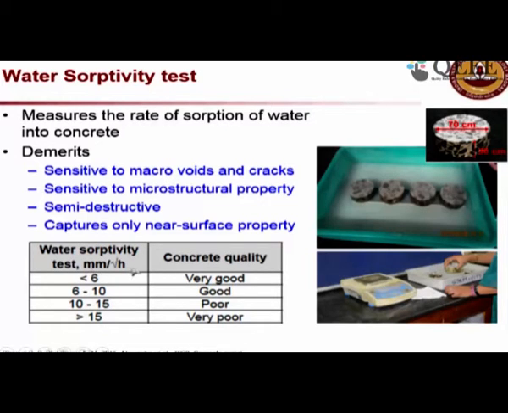And how do we decide on concrete quality? If the sorptivity is less than 6, then we say it is very good. If it's greater than 15, we say it's very poor. So something like this you can look at.